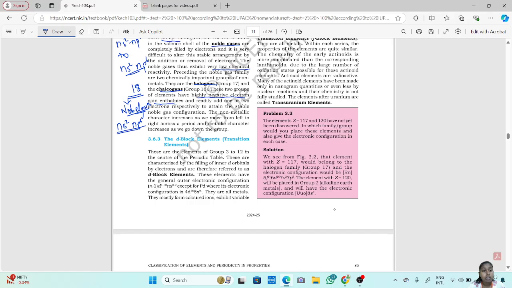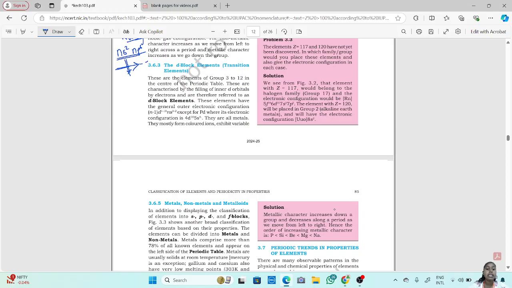Now the non-metallic character increases as we move from left to right across the period, and metallic character increases as we go down the group. So non-metallic character increases as we go from left to right of the period, and as we go from top to bottom, the metallic character increases. So metallic character increases from top to bottom, and non-metallic character increases from left to right.